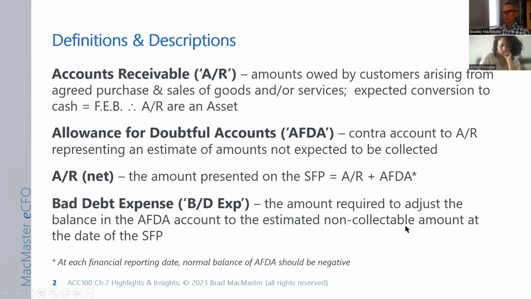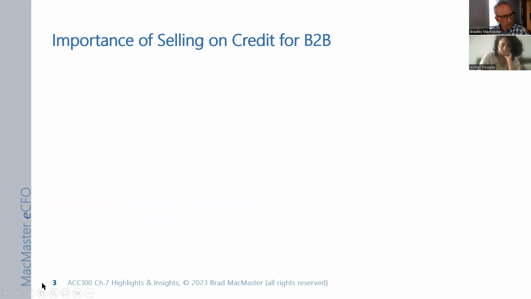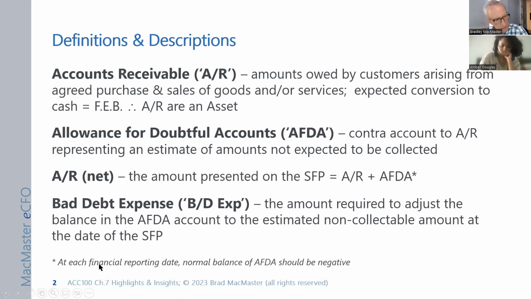Finally, bad debt expense is the amount that's required to adjust the balance in the allowance for doubtful accounts account before we record bad debts to make the allowance for doubtful accounts amount equal the target balance, being our estimated non-collectible amounts as of the date of the balance sheet. Okay, so usually that target balance is calculated with reference to the accounts receivable legal amounts owed at the balance sheet date.